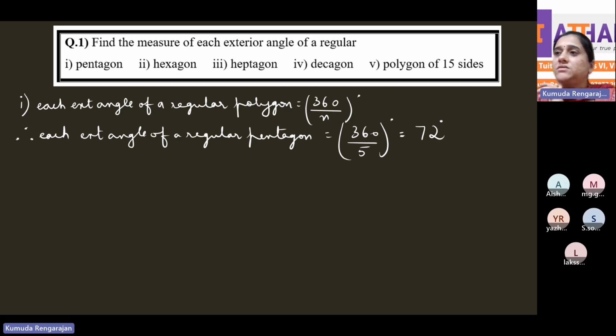So pentagon, how many sides? 5. Hexagon? 6. Heptagon? 7. Decagon? 10. And then 15. Pentagon is 5. Hexagon is 6. Heptagon is 7. Decagon is 10.